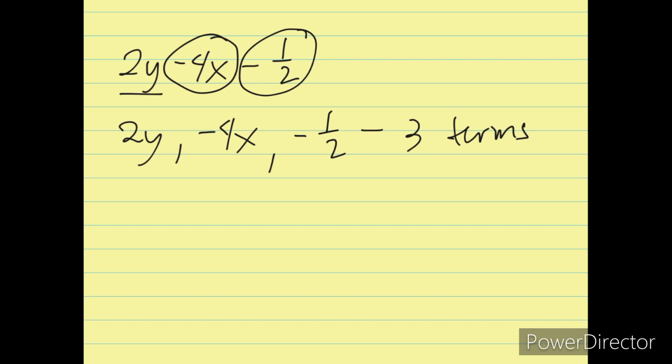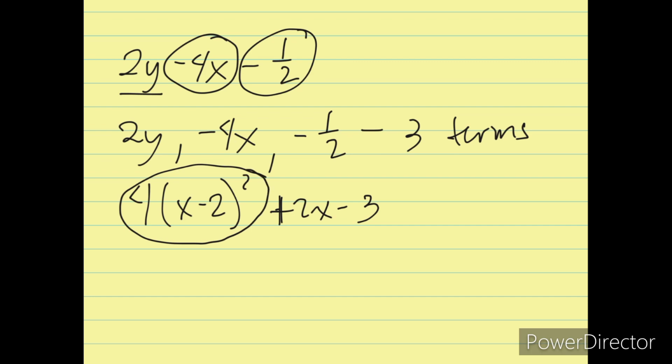Next, another example: 4 times the square of x minus 2, plus 2x minus 3. We need to identify the number of terms or the different terms. First, if you notice, the 4 times the square of x minus 2 is only one term. That is one term. Next, 2x, another term. And the negative 3 is another term. So if we count, 1 plus 1 plus 1, we have 3 terms.